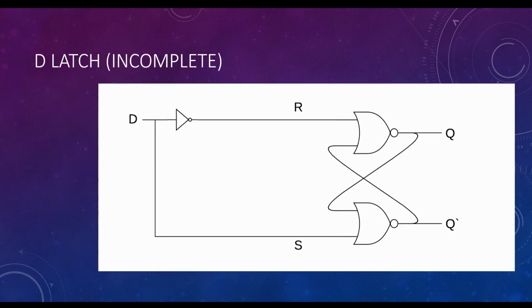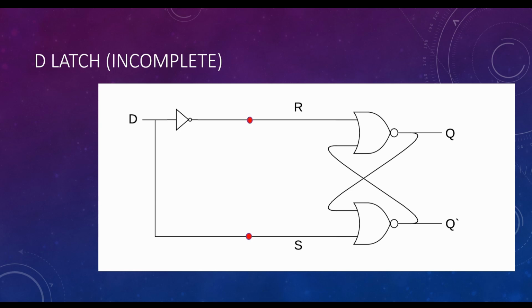So we move one stage forward, and instead of having the two inputs separate, we have a D latch. Right now it's incomplete, but we connect D to both R and S, and the result of that is that now you cannot have 1 and 1 on both R and S. If you set D to 1, it means that S is 1 and R is 0, and if you set D to 0, it means that S is 0 and R is 1. The problem is now that we cannot move to the 0 and 0 state.